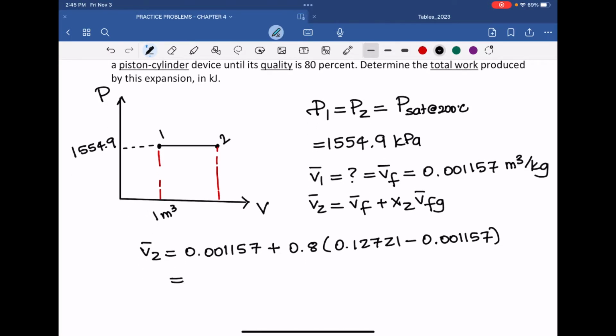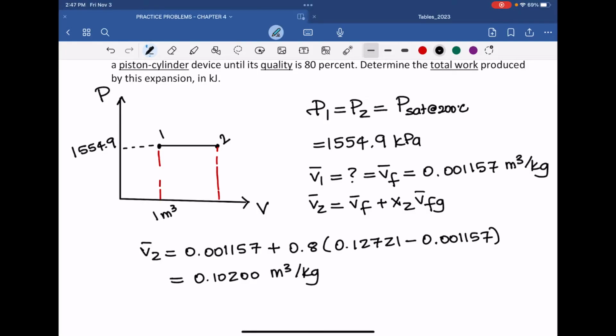And it is meter cube per kilogram. Very good. Only thing that is left is finding the mass. And actually we can find the mass because at the first state they gave me the volume and they also guided us to find the specific volume. So from the volume and the specific volume, you should be able to figure out the mass, right?